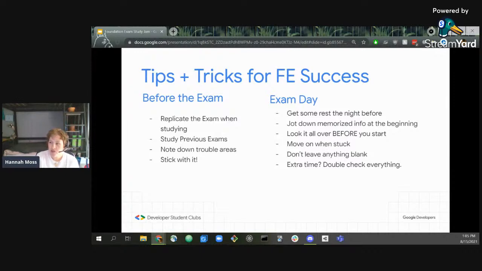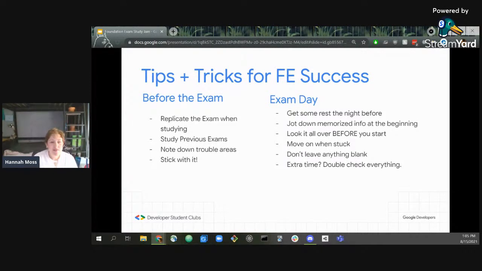And next, let's jump into our Foundation Exam Study Jam. First, I wanted to go over some tips and tricks for Foundation Exam success. These focus both on what you can do before the exam, really on exam day, both in the morning, and then when you're actually taking the exam.